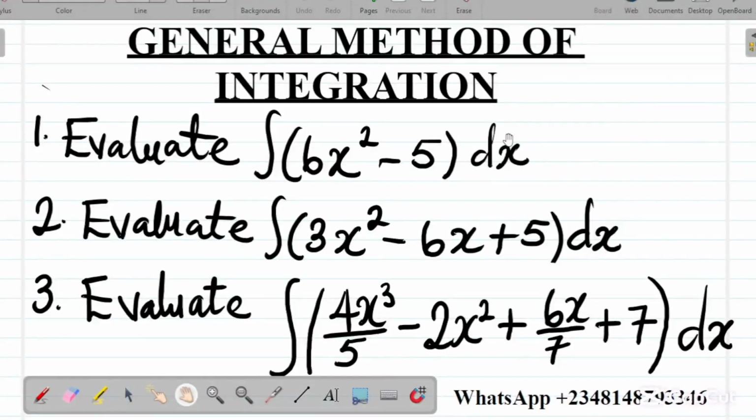Alright, welcome to today's class. So today we'll be dealing with the general method of integration. These are the questions we'll be solving for proper understanding.